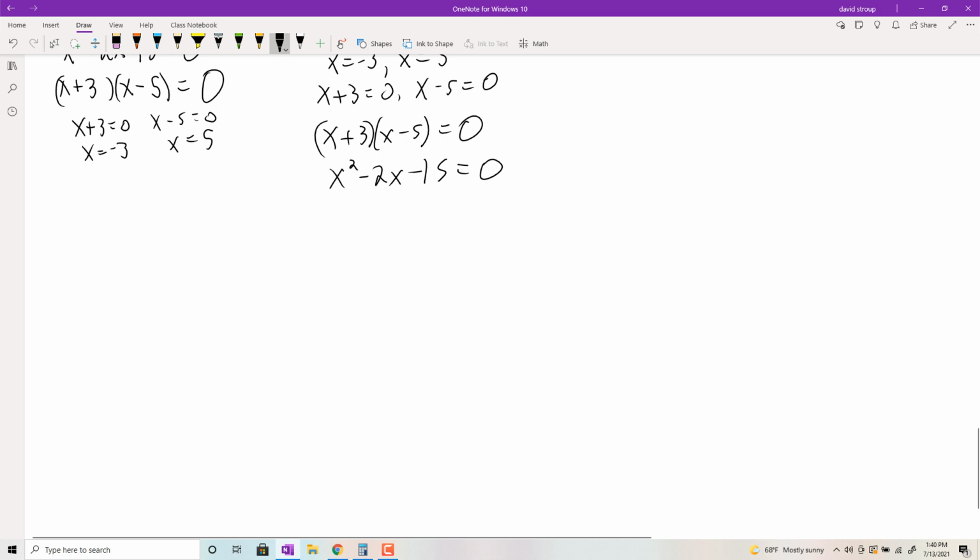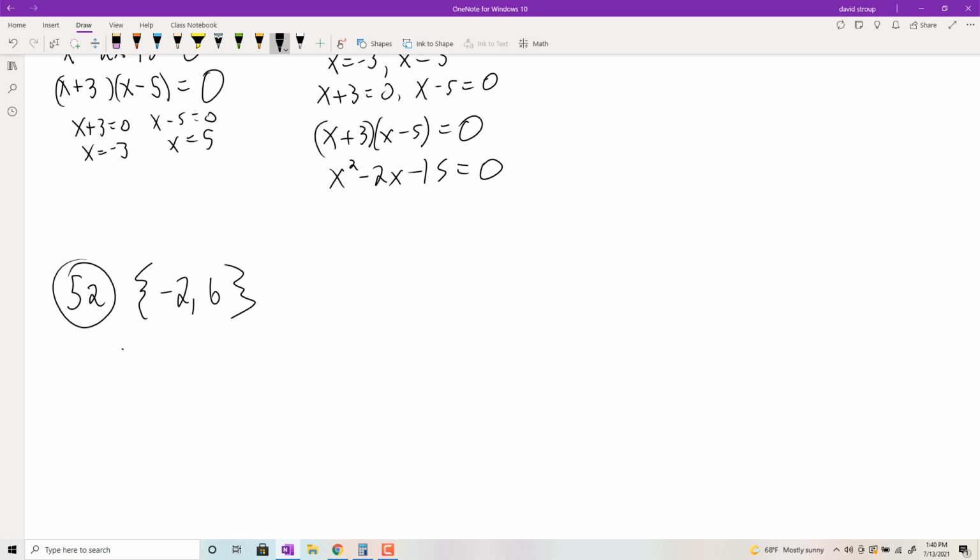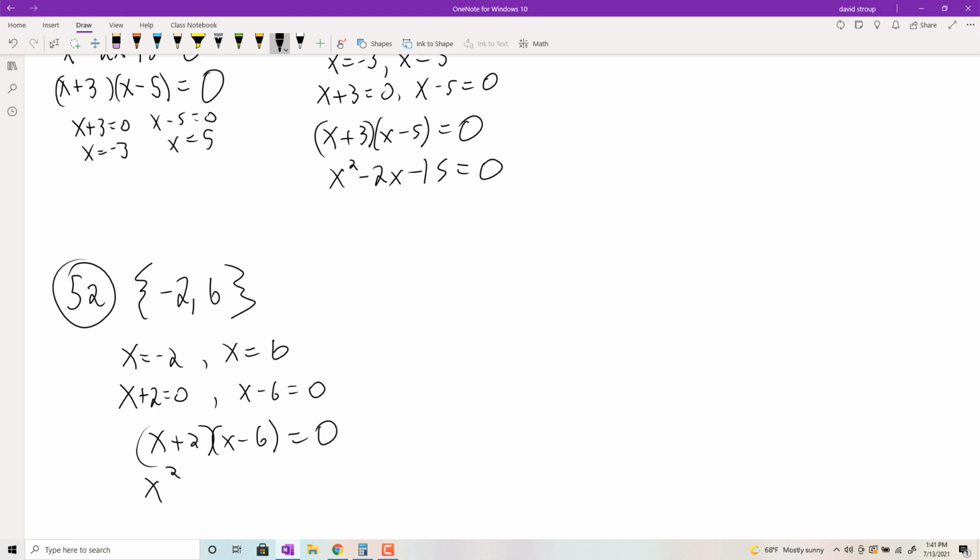So let's look at 56. Sure, let's try 52. Negative 2 and 6. Okay, so we have x is negative 2 or x is 6. So we're back engineering. So now x plus 2 is 0, x minus 6 is 0, and then x plus 2 times x minus 6 must be 0. So you'd have x squared minus 6x plus 2x is minus 4x, and then minus 12 is 0.